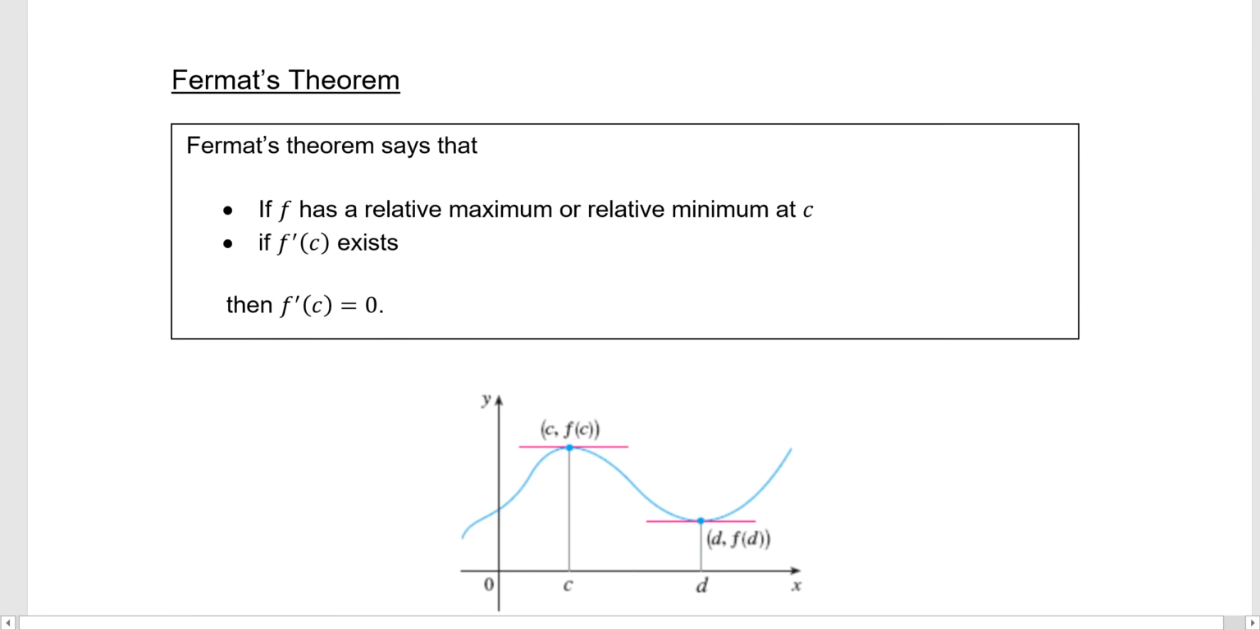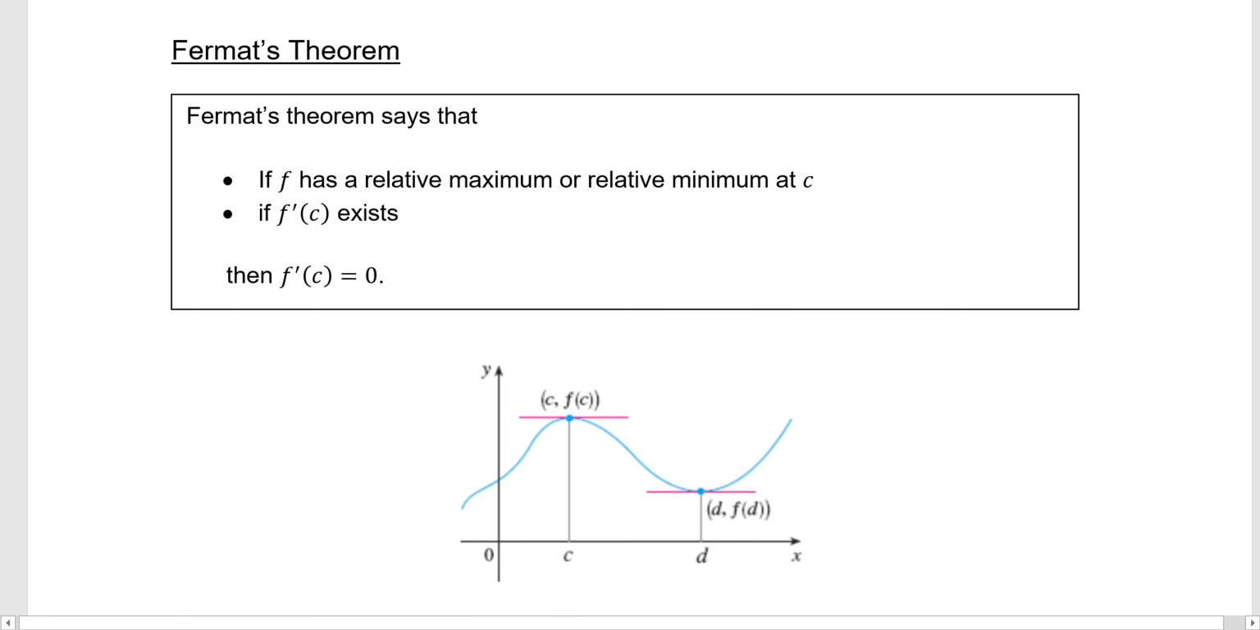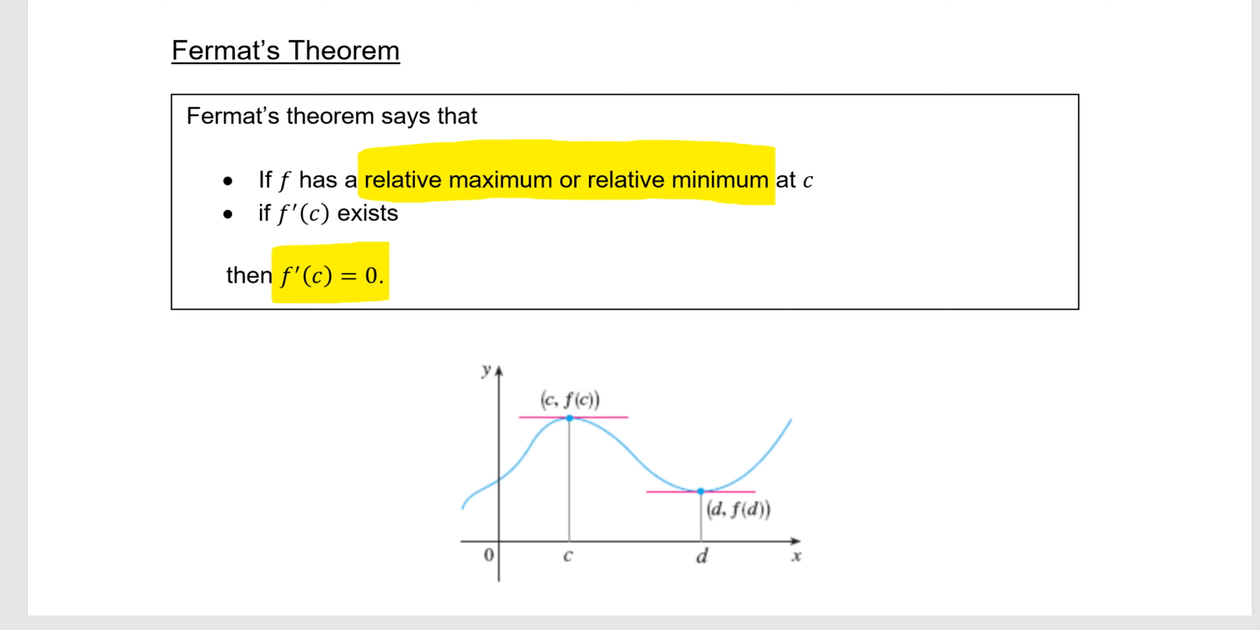All right, so let's do maybe one more theorem here, Fermat's theorem. Fermat's theorem says that if f of x has a relative maximum or a relative minimum at c, and f prime of c exists, that means f prime of c equals 0. So if we know that there's a relative max or a relative min, and the derivative exists, that means f prime of c equals 0.